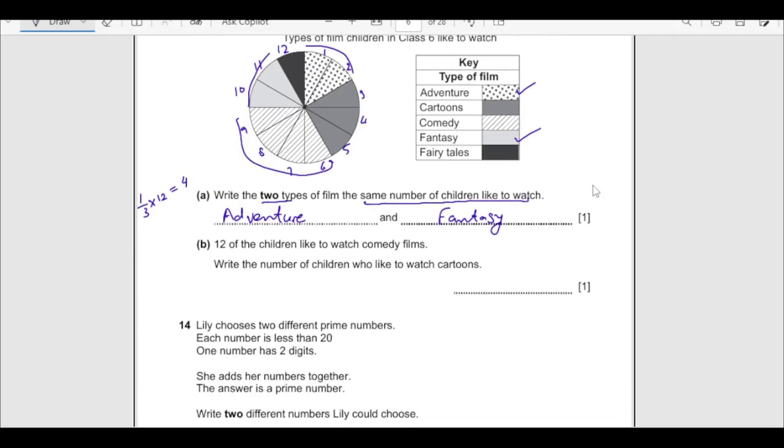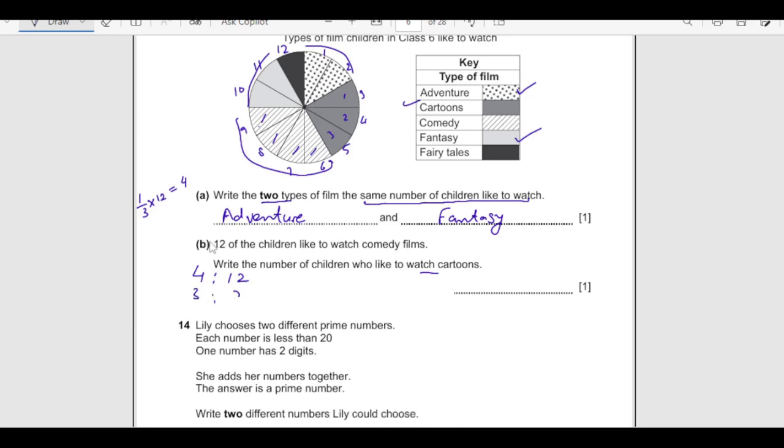So part B, 12 of the children like to watch comedy films. Comedy here is 4 sections, 1 2 3 and 4. So 4 sections are equivalent to the 12 comedy films. And write down the number of children who like to watch the cartoon. So cartoon is here, this one, 1 2 and 3 sections.